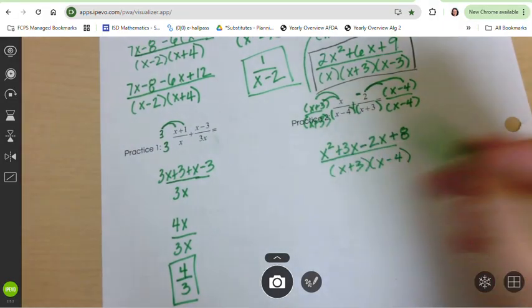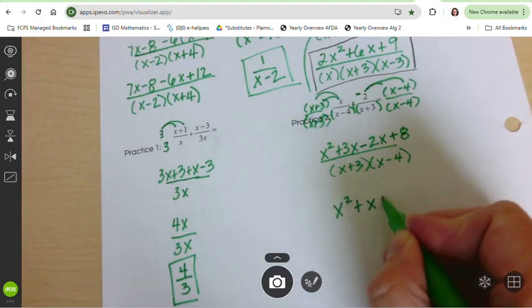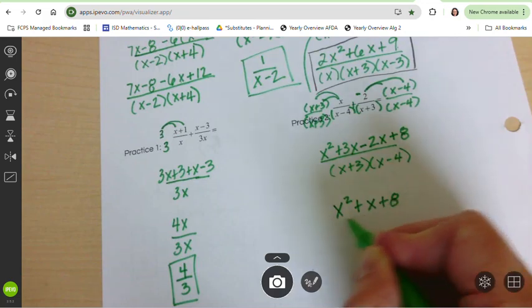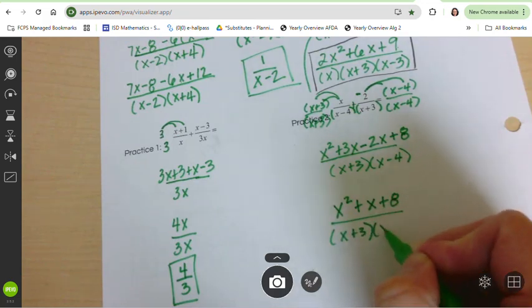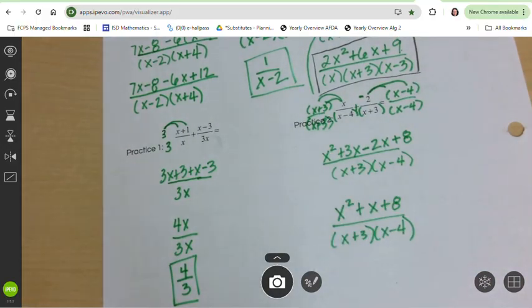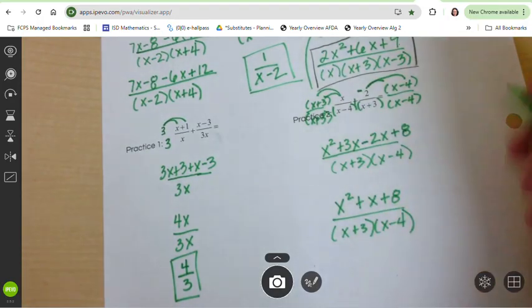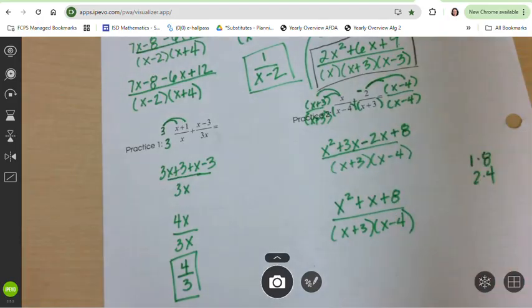So these two combine to give me 1x. So I have x squared plus 1x plus 8, and then x plus 3, x minus 4. Does that numerator factor? Dylan says no. Anybody agree? Cal agrees? Good. I agree too. Because the numbers that multiply to 8 would be 1 times 8 or 2 times 4, and none of those add to 1. So I think we're good.